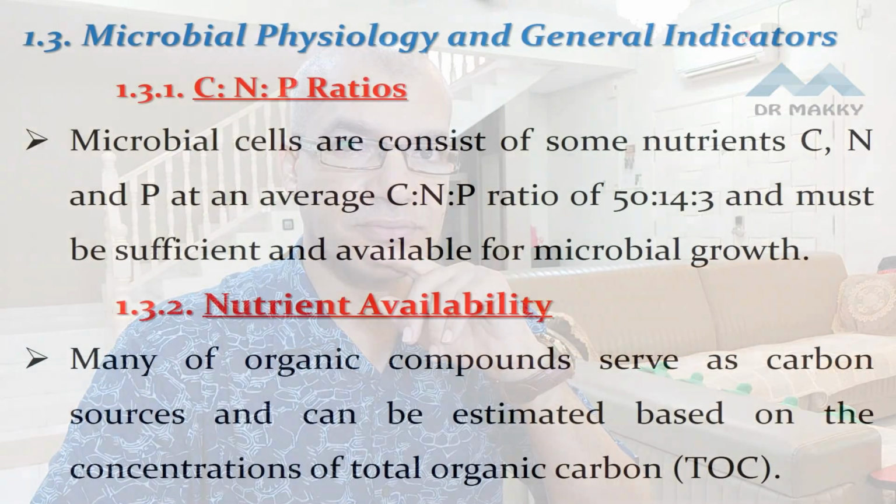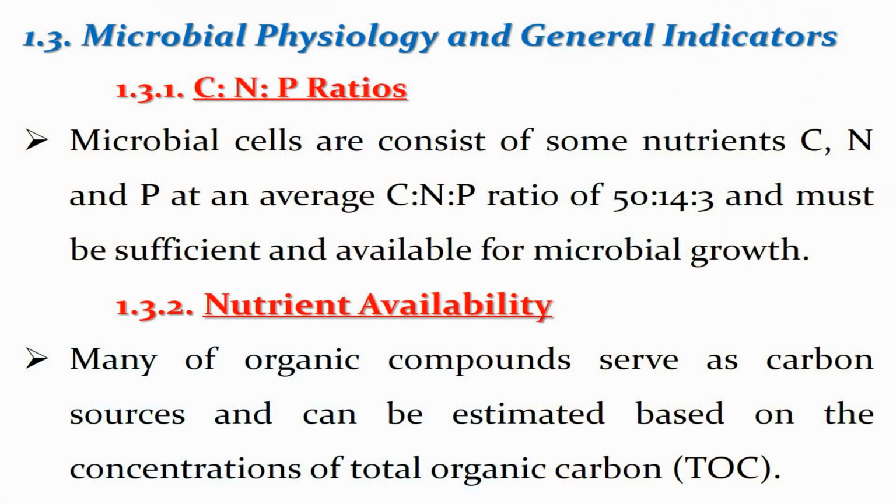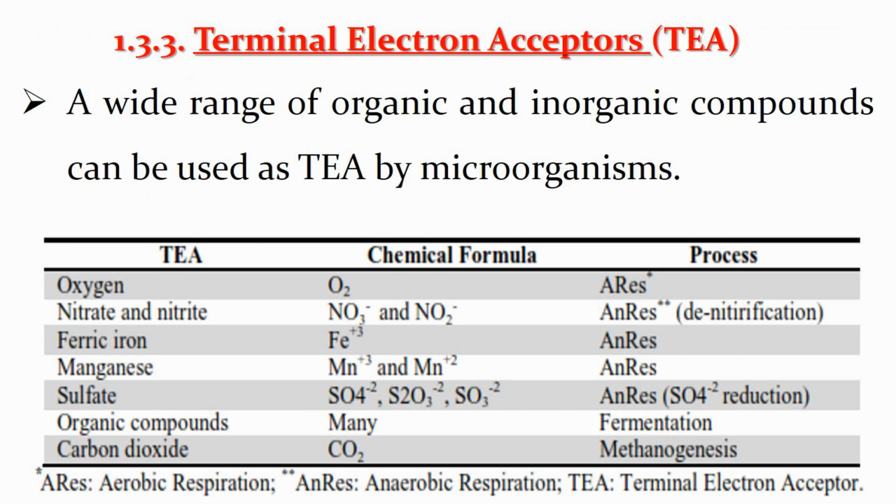Another biological factor is the microbial physiology and general indicators. For example, the ratio between carbon, nitrogen, and phosphorus should be 50, 14, and 3, and should be sufficient and available for microbial growth during the biodegradation. Also, the nutrient availability. Many organic compounds serve as the carbon source and can be estimated based on the concentration of total organic carbon. Also, the terminal electron acceptor should be available.